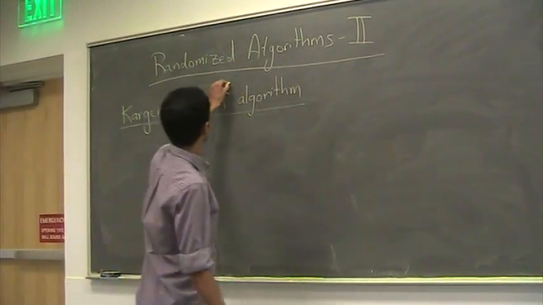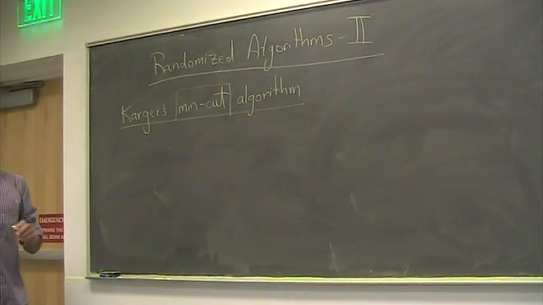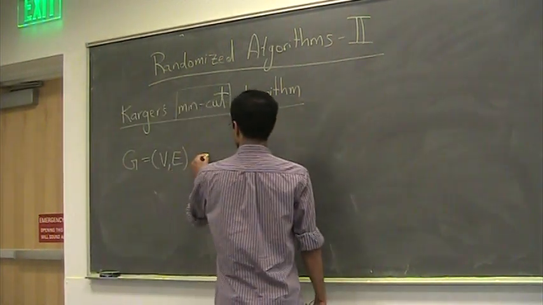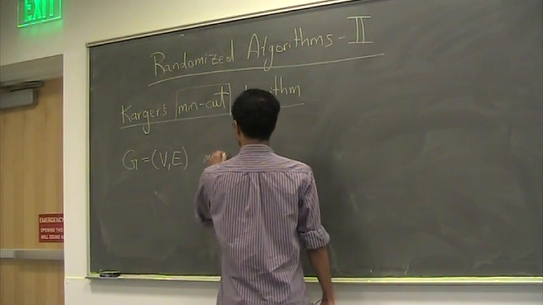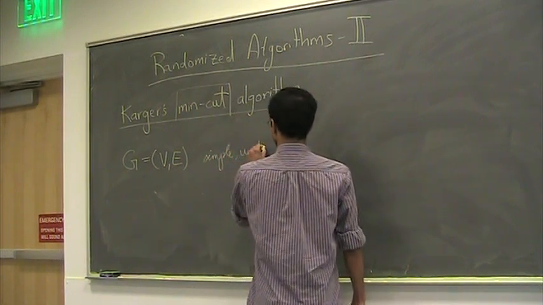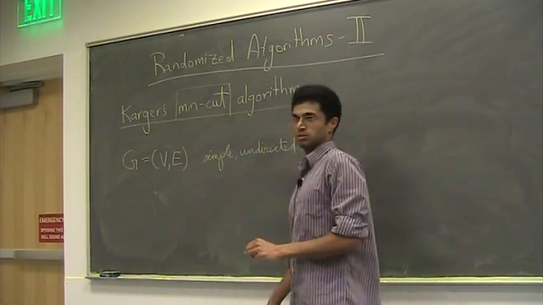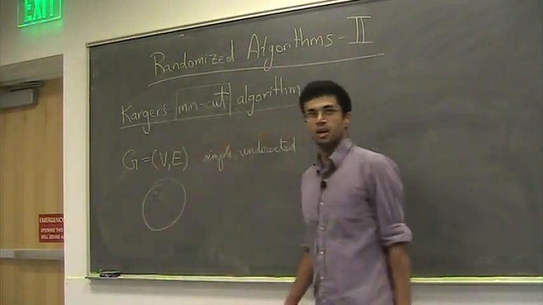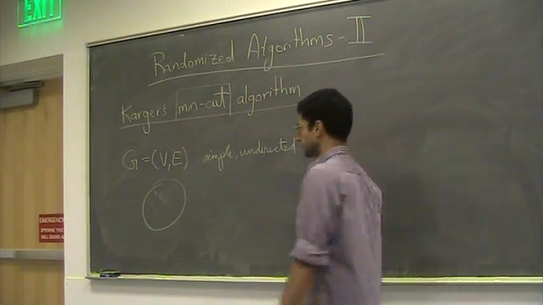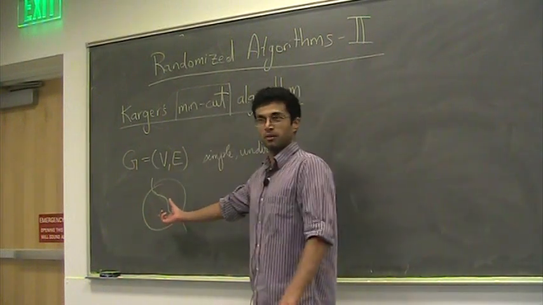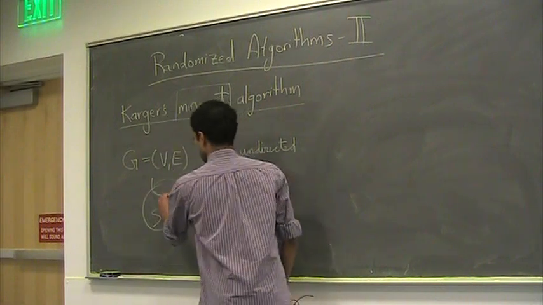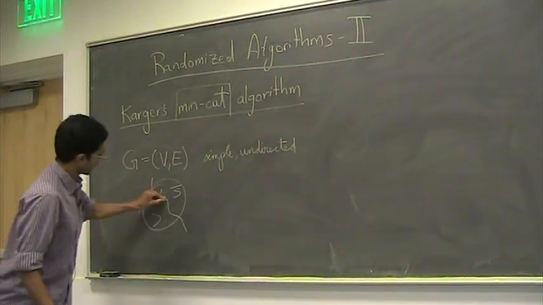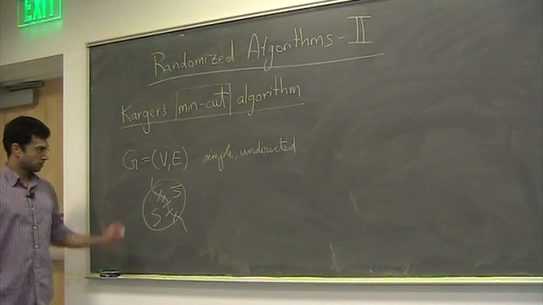So let me first explain what the Mincut problem is. You have a graph G = (V, E), and let's just think of this as a simple undirected graph. It's the usual vanilla graph that you think of. A cut of the graph is a partition of the vertices into two sets, S and S complement. So you're cutting the graph into two parts, and the cut value is the number of edges between.